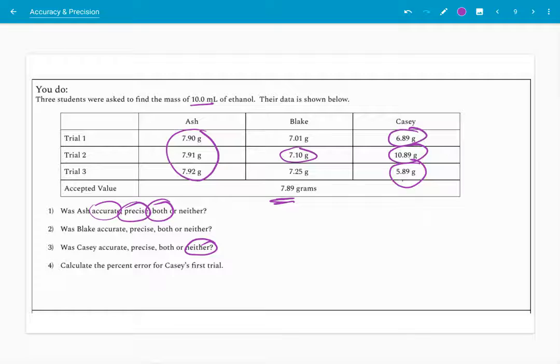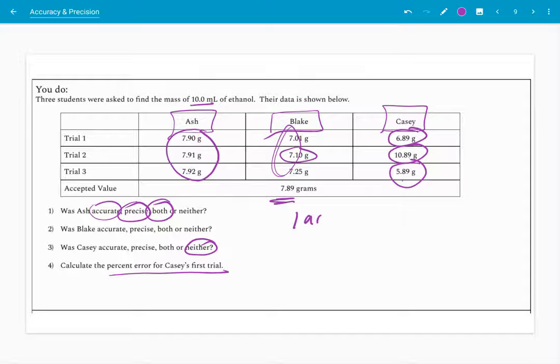Now let's look at Blake. Blake has one that's pretty close, but the 7.01 and 7.21, we're in the sevens. I feel like this is kind of a gray area. It's a little bit of accuracy and a little bit of precision, but not amazing. So there is sometimes going to be a gray area, and you could always substantiate that with evidence. On an exam, I would try to make it much more obvious than Blake's situation. I'd make it closer to an Ash or a Casey to make it more obvious when you have to answer the questions.